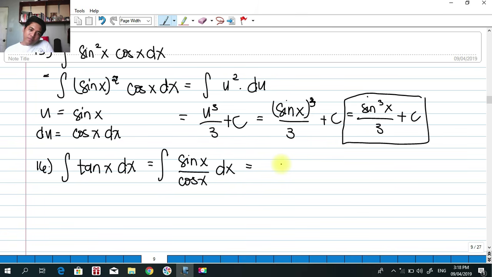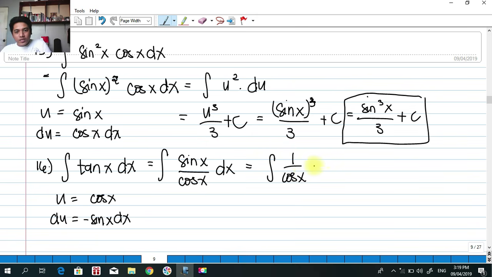we're going to let cosine x equal to u. Then our du over dx, the derivative of cosine, is simply negative sine of x dx. So we can use, again, the substitution. We have the integral of 1 over cosine of x, simply sine x dx. So we have calculated the derivative of u with respect to x as negative sine x.